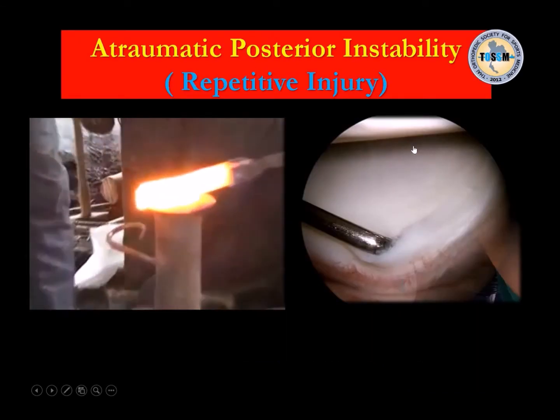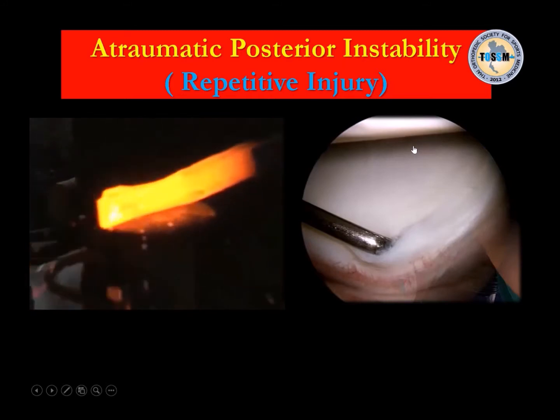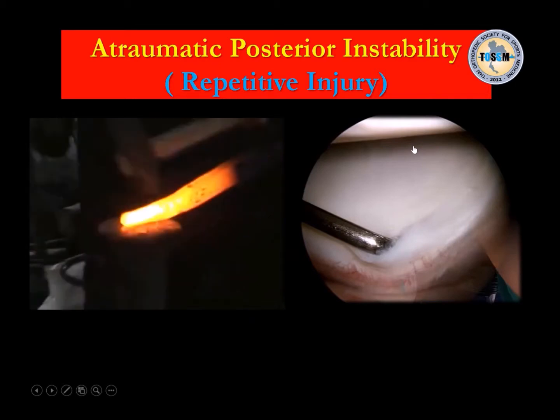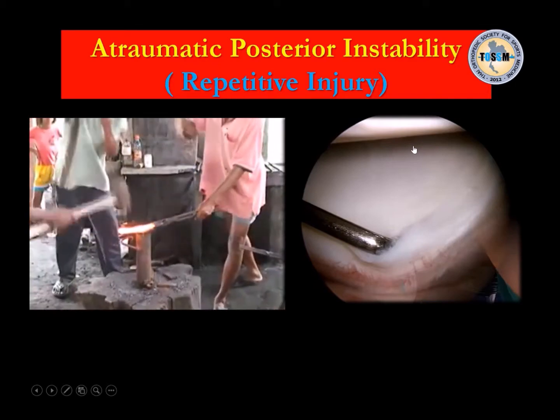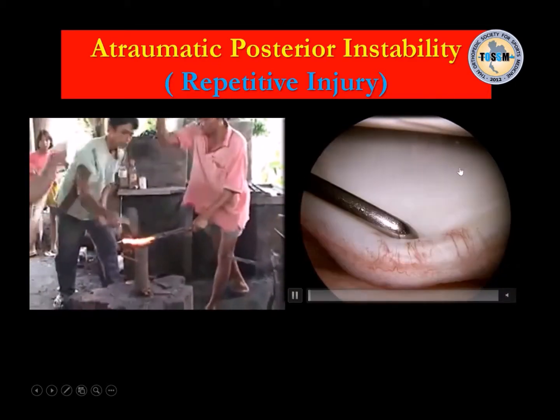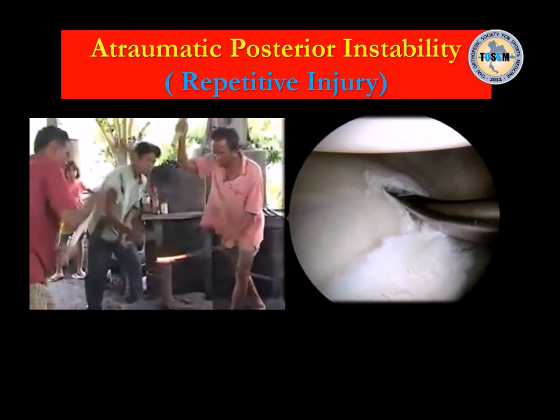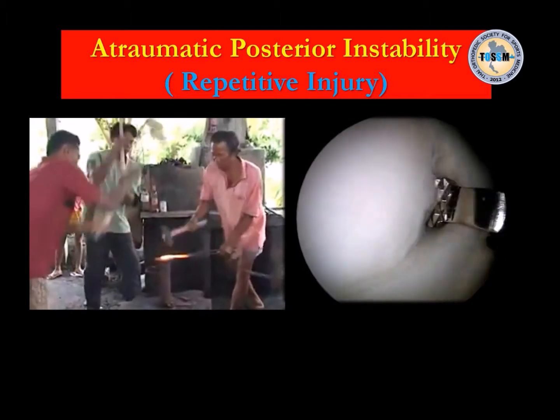Show you one example. Okay, this guy is a blacksmith. They do this every day, thousands of times a day. So that's axial loading to the posterior labrum. So the labrum cracks and tears like this. Okay, so sometimes we miss that because we are not thinking about that.